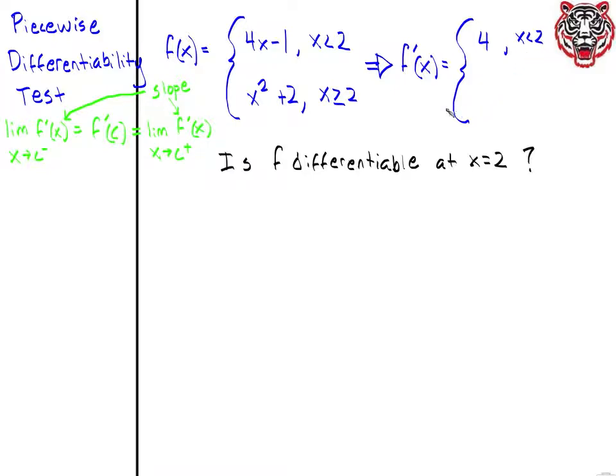All right, what's the derivative of x squared plus 2? 2x. And what is my condition over here? x is greater than or equal to 2. Perfect. All right, so there's my question. Is f differentiable at x equals 2? What do we have to check? Let's write them all down. There are 3 things, just like there were 3 things in the last slide.